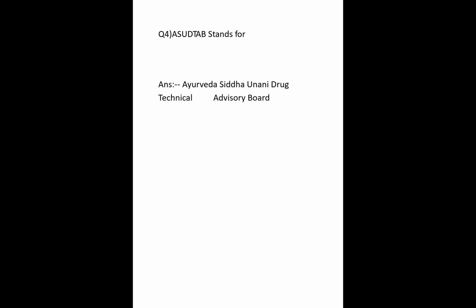ASUDTAB stands for. The correct answer for this question is Ayurveda Siddha Unani Drug Technical Advisory Board. Next question is: glutaraldehyde is used for. The use of glutaraldehyde is disinfection and sterilization. Next question: quaternary ammonium compound is used as. Correct answer is cationic surfactant.